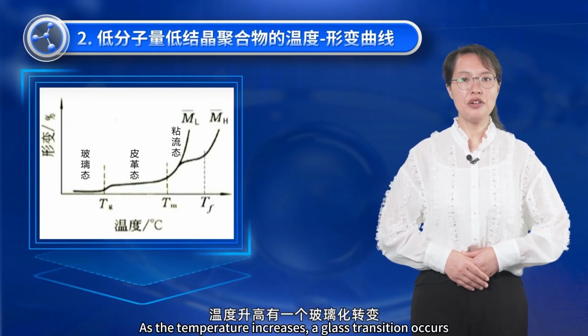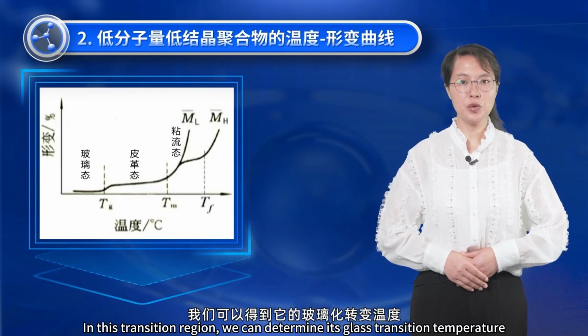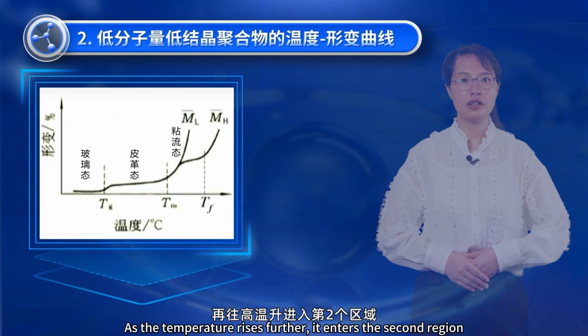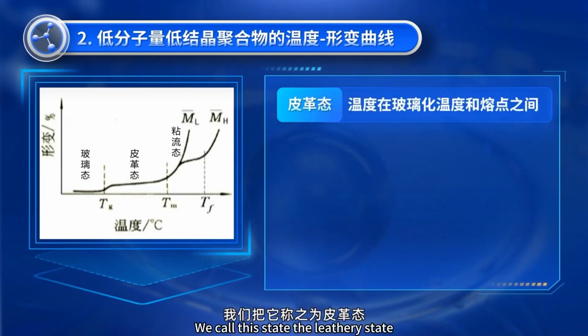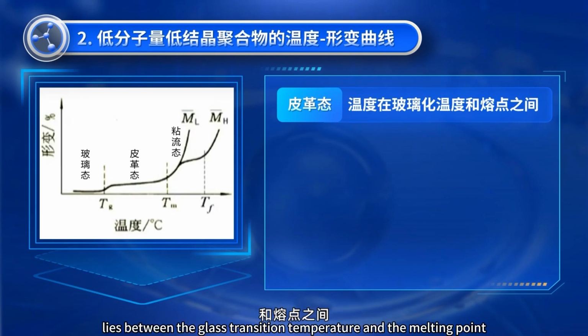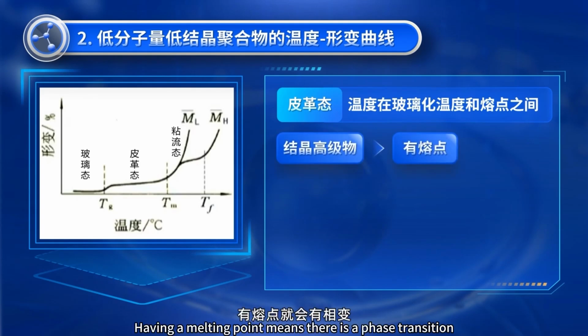As the temperature increases, a glass transition occurs. In this transition region, we can determine its glass transition temperature. As the temperature rises further, it enters the second region. We call this state the leathery state. Why is this state called the leathery state? The temperature of the leathery state lies between the glass transition temperature and the melting point. This is because it is a crystalline material, therefore, it has a melting point. Having a melting point means there is a phase transition.